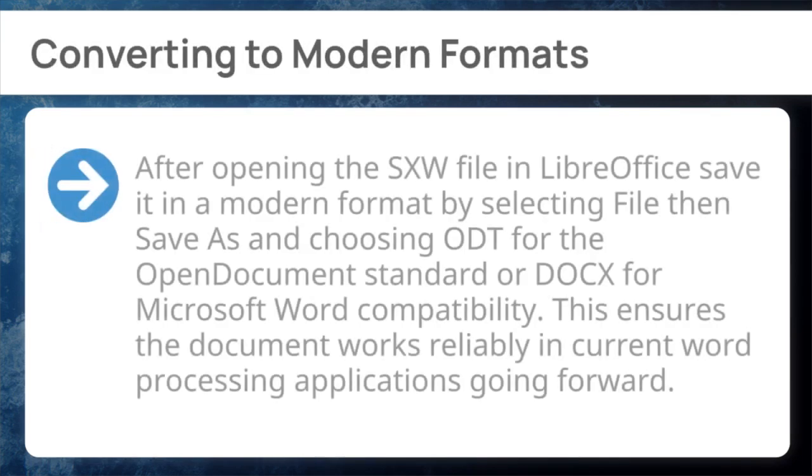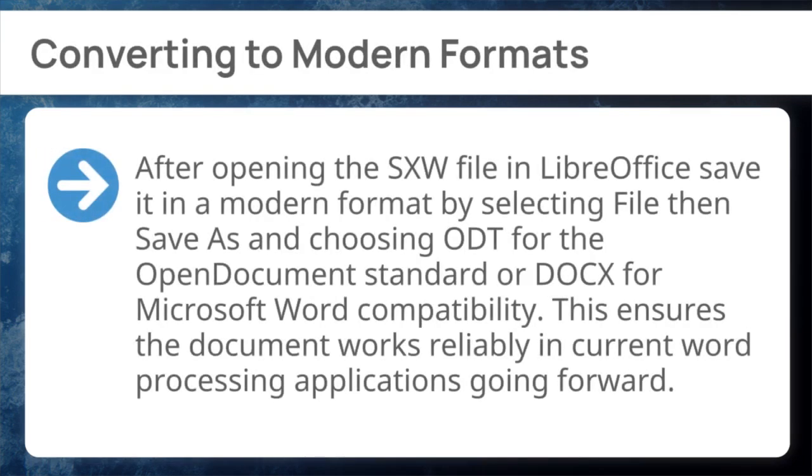Next, converting to modern formats. After opening the SXW file in LibreOffice, save it in a modern format by selecting File, then Save As, and choosing ODT for the OpenDocument standard or DOCX for Microsoft Word compatibility. This ensures the document works reliably in current word processing applications going forward.